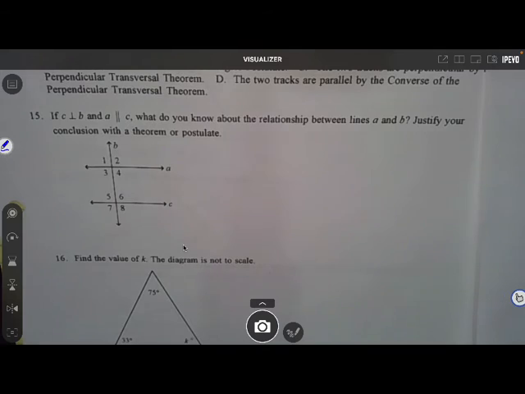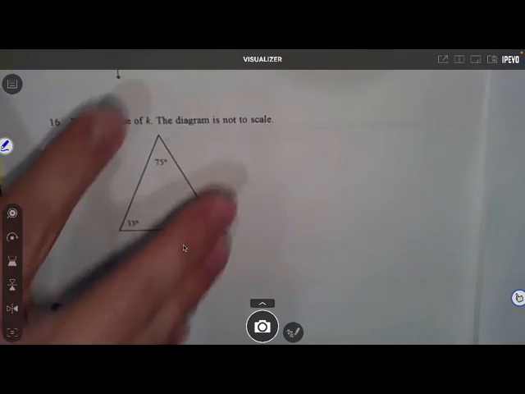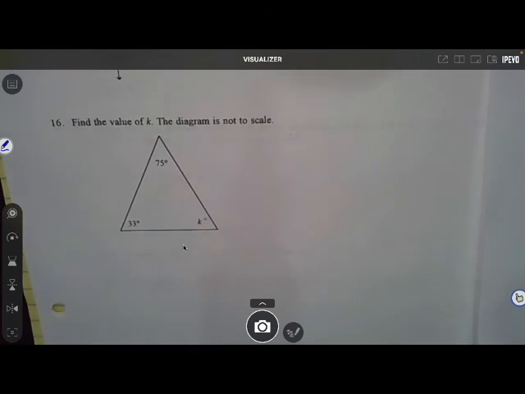Now we're back to triangles. They add to what? All the angles add to 180. Okay. So if it were me, I would just put in my calculator 180 minus 75, then I'd press minus 33, and it's going to tell me that K is what? 72. So K is 72 degrees.